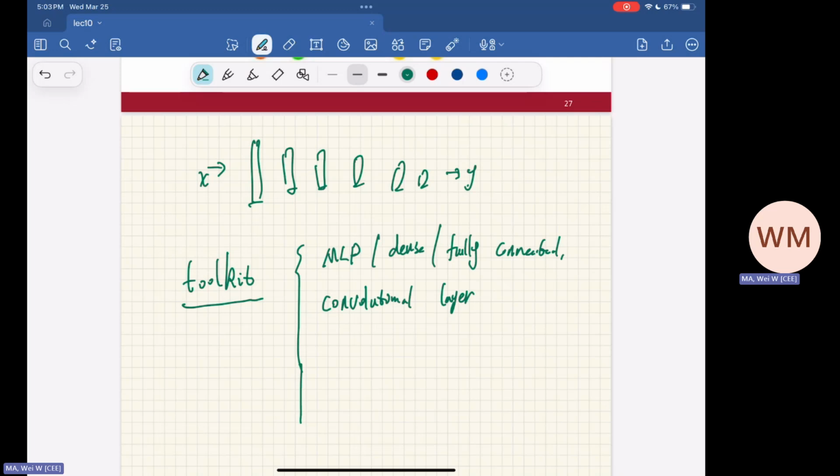This one has been demonstrated to be extremely useful for images. Later we'll talk about more details of why it's useful. They have some explanation, but it's just explanation. And there's another one called recurrent layers. Recurrent layers are particularly useful for time series data.